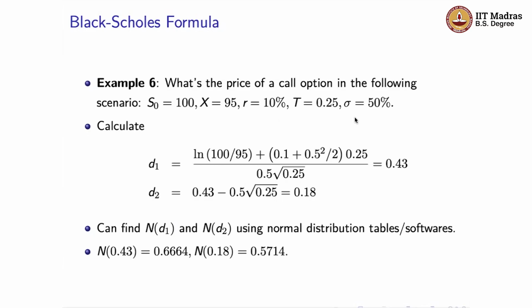Plus you have got sigma square by 2. So sigma was again 0.5. So 0.5 square by 2 multiplied by T, which is 0.25. And in the denominator, you have got again sigma, so 0.5 multiplied by square root of T, right? So if you plug in all these things, you end up getting a numerical value for D1, which here is approximately 0.43, right? So that's the first point that you have.